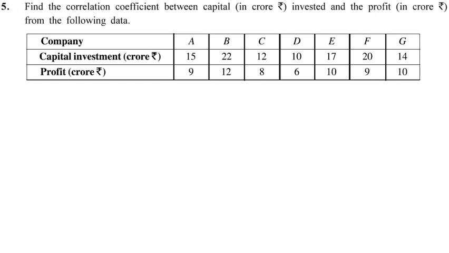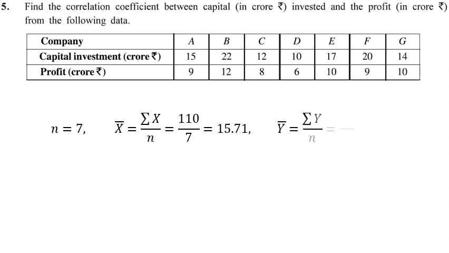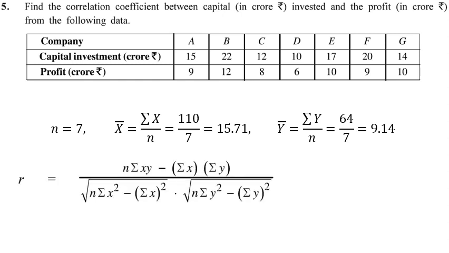The investment and the profits between the companies. There are total 7 companies. The mean of investment is 15.71 crores and mean of profit is 9.14 crores. Now as you can see, again the values are very small, so you are going to use the xy method. But because you are going to use the xy method, you will write down the x column, the y column, the x square column, the y square column, and the xy column, and then put all these values, all 5 totals of the columns in the formula, solve the formula, and get the answer.